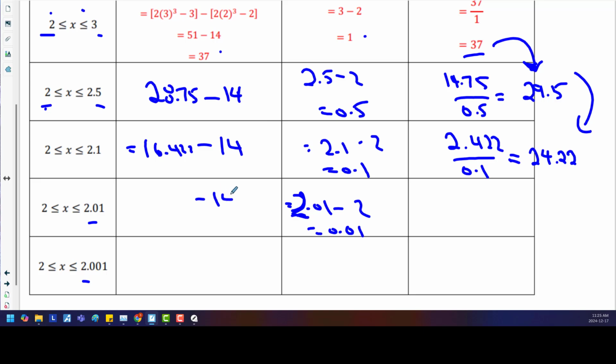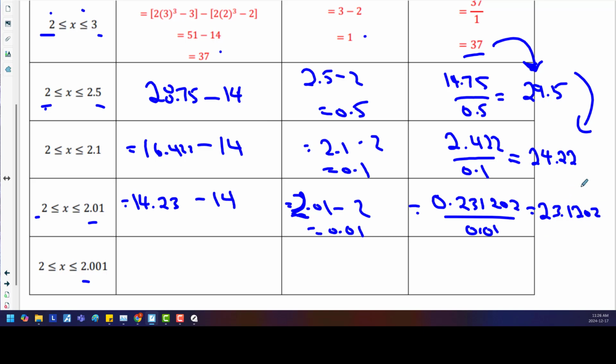And here you still have 2, so that's minus 14. And 2.01, if I substitute that into the equation, I should get something along this line. I'm not writing all the decimal places, but we want to keep as many decimal places as possible. So I'm going to write it here. 0.231202. And this is important. When you're using a calculator, usually your calculator has a function that you can save an answer. So keep all the possible decimal values. All right, and this is our rate of change now when the interval is this small.